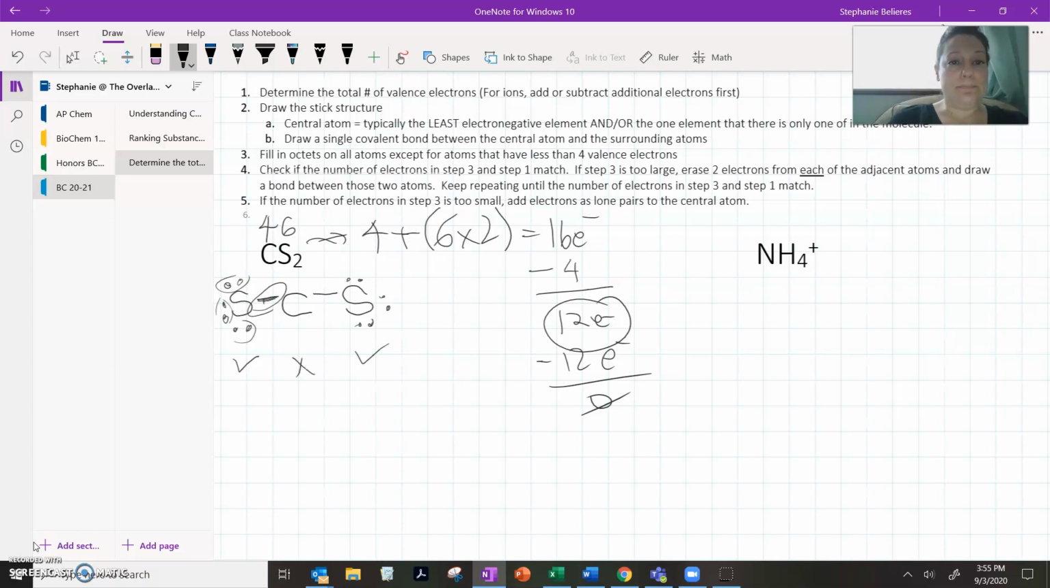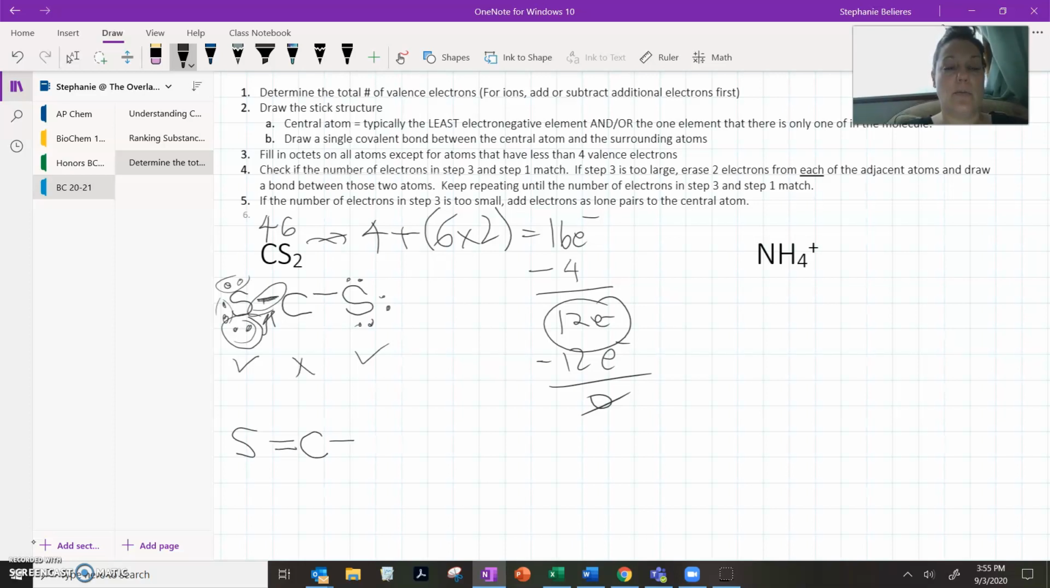It only has 4. So I need to find a way to give some electrons to carbon without taking them away from sulfur, because sulfur is satisfied. The way I do that is by turning a lone pair into a chemical bond. So I'm going to take any of these lone pairs around this sulfur and turn it into a bond. All right, so I'm going to redraw this.